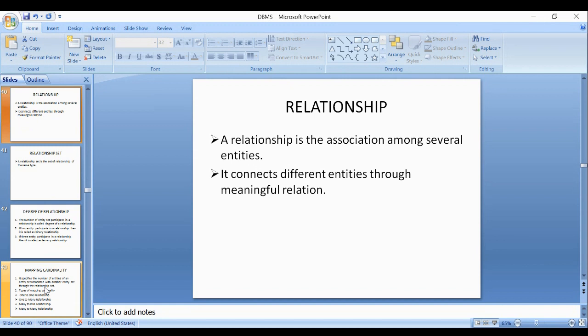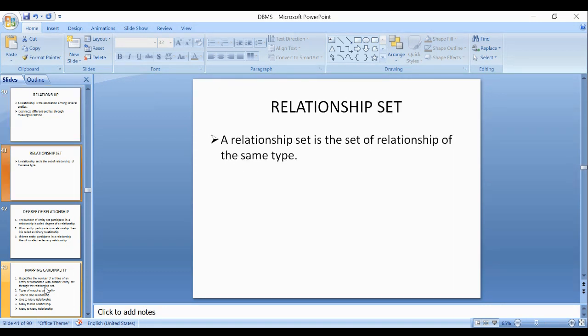Now coming to relationship. What is relationship? A relationship is the association among several entities. It connects different entities through meaningful relation. Now coming to relationship set. A relationship set is the set of relationships of the same type.